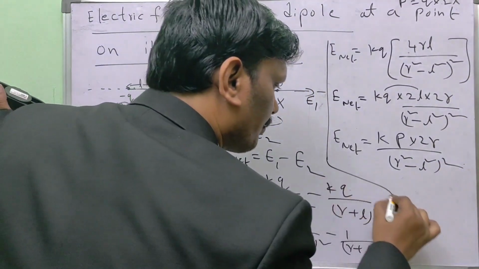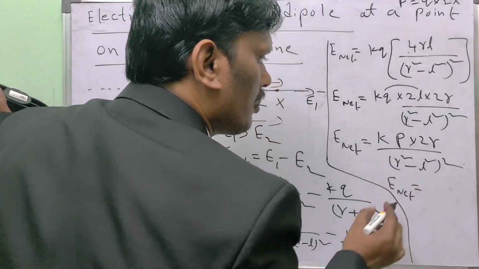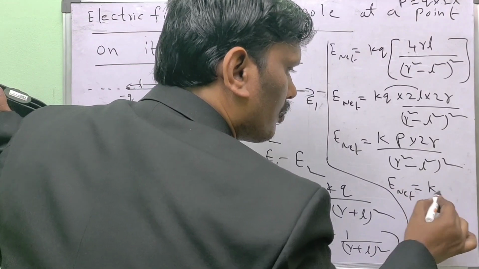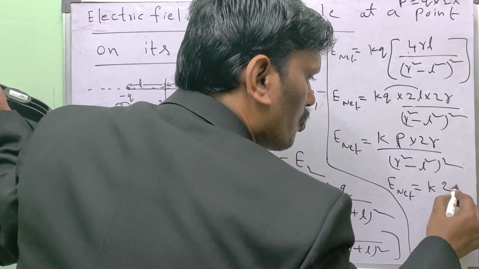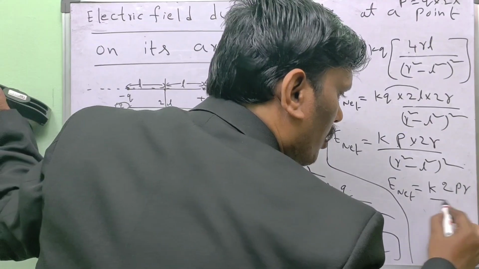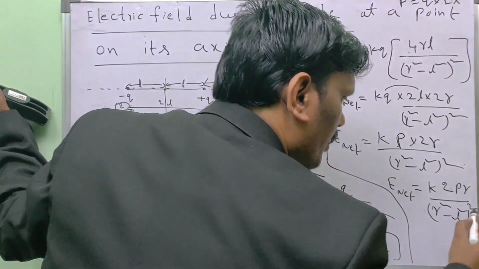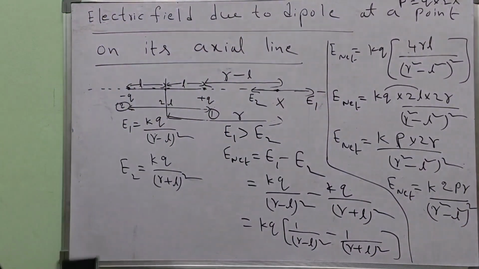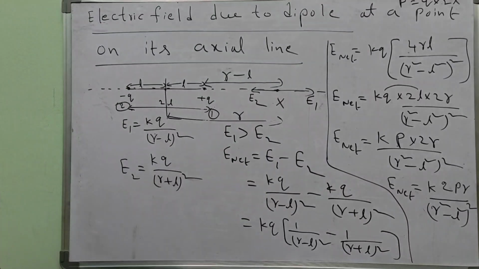Then finally, E net is equal to, how much are we going to get? K into 2PR upon (R square minus L square) whole square. So this is the net electric field at any point on the axial line of a dipole. Note down, students.